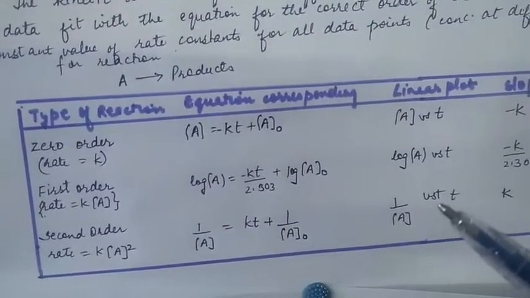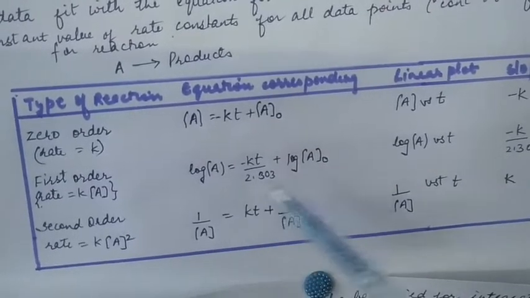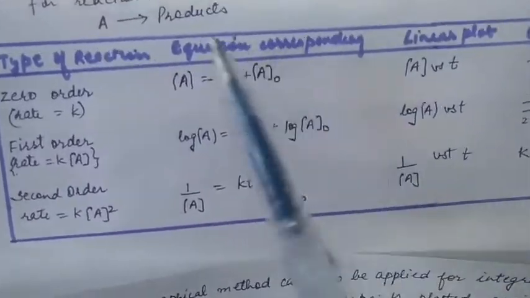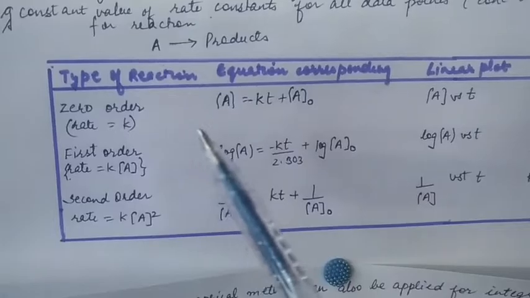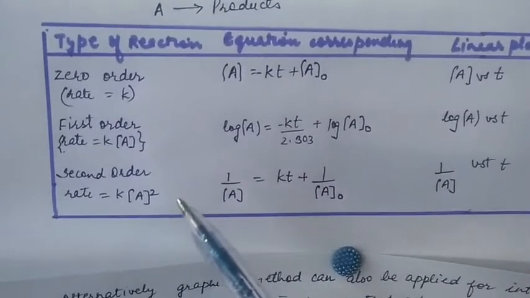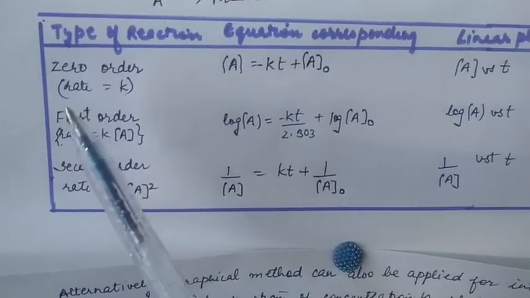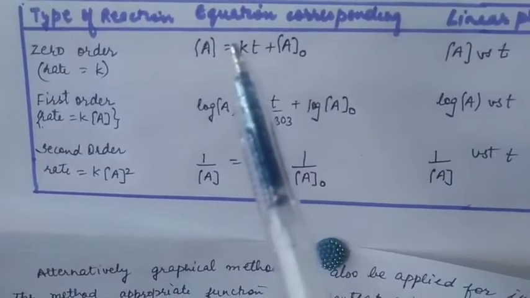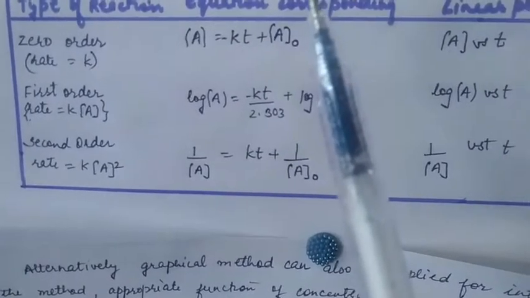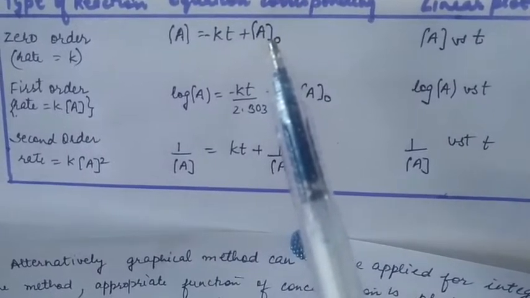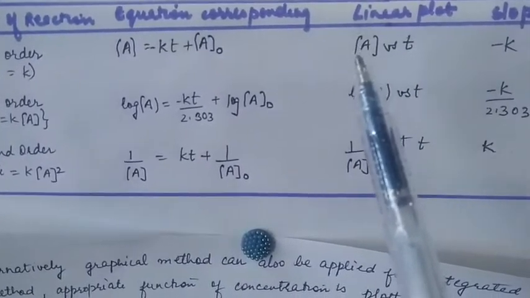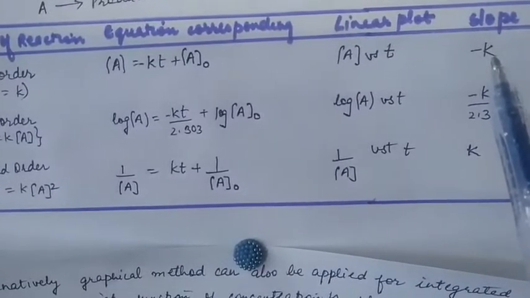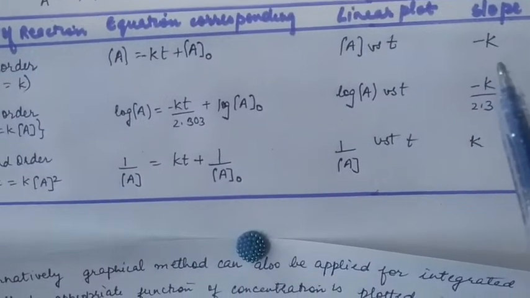Similarly, if the rate constant comes out the same for the equation of second order, then the reaction is of second order. So here are the different equations for zero order, first order, second order. For zero order, the rate law expression is rate is equal to k, and the corresponding integrated equation will be concentration of A is equal to minus kt plus concentration of A naught, that is the initial concentration. If you plot A versus t and you get a linear plot, then the slope of that plot will give you the value of minus k.